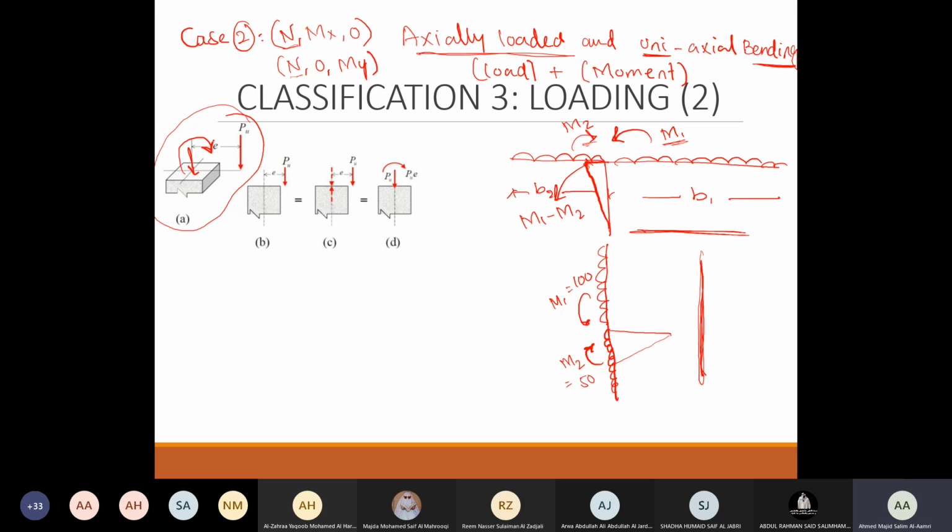I didn't understand the question, Asma. What do you mean by how the load acts in X or the column?